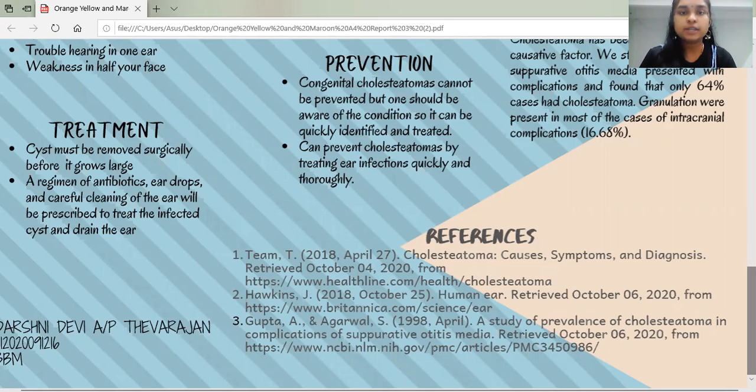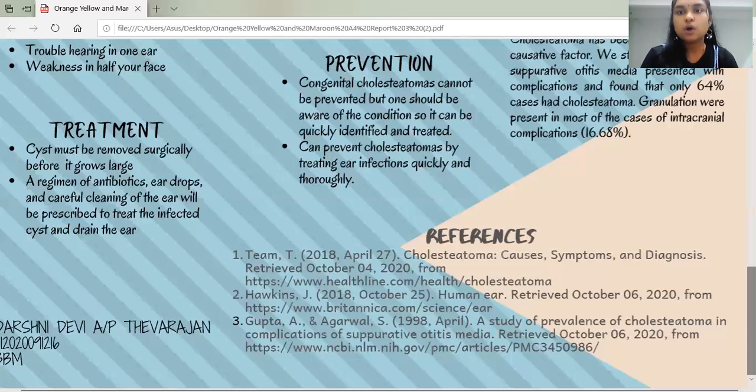How to prevent cholesteatoma? Sadly, there is no prevention for cholesteatoma. But how to prevent it? You can be aware of the condition, aware of the symptoms, so that you can prevent complications by quickly identifying and treating the cholesteatoma. Cholesteatoma can also be prevented by treating ear infections quickly and thoroughly.